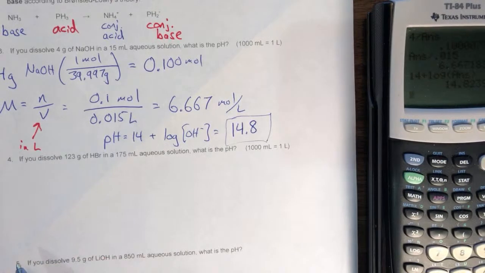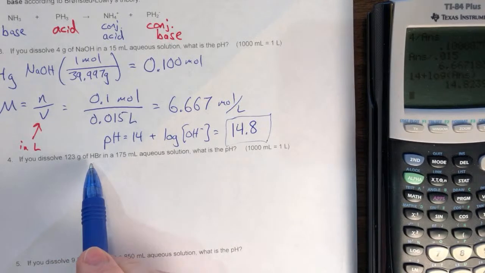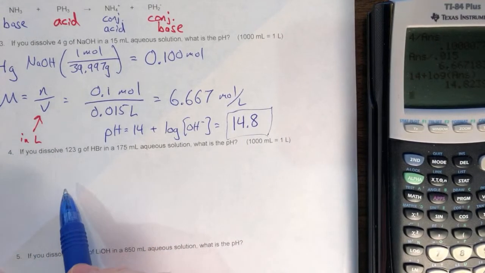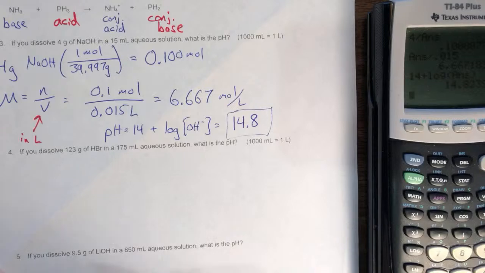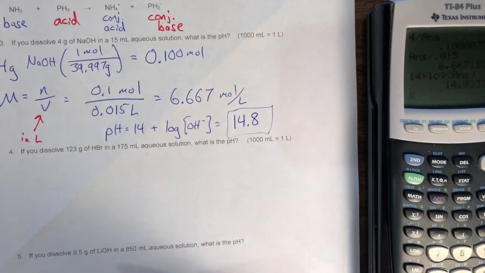Next one, number 4. 123 grams, that's a lot of hydrobromic acid. See, it looks kind of like hydrochloric acid, but this is a bromine instead of a chlorine. So hydrobromic acid. And so once again, we need to go through the steps. First, calculate the number of moles. Second, calculate the molarity. And third, use that to calculate the pH.